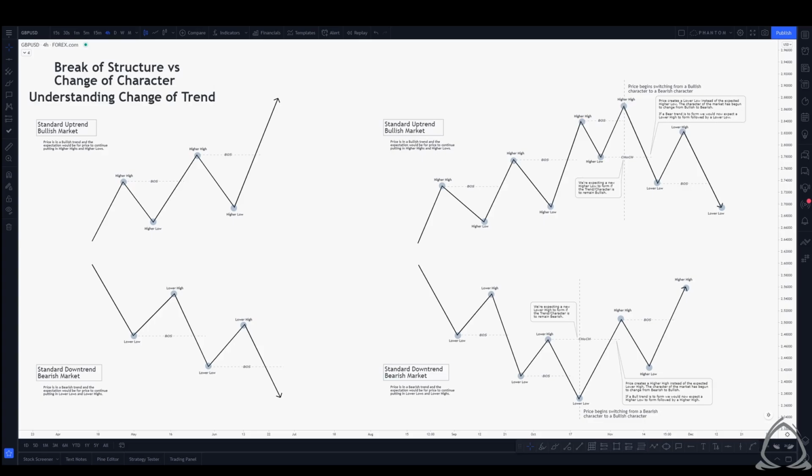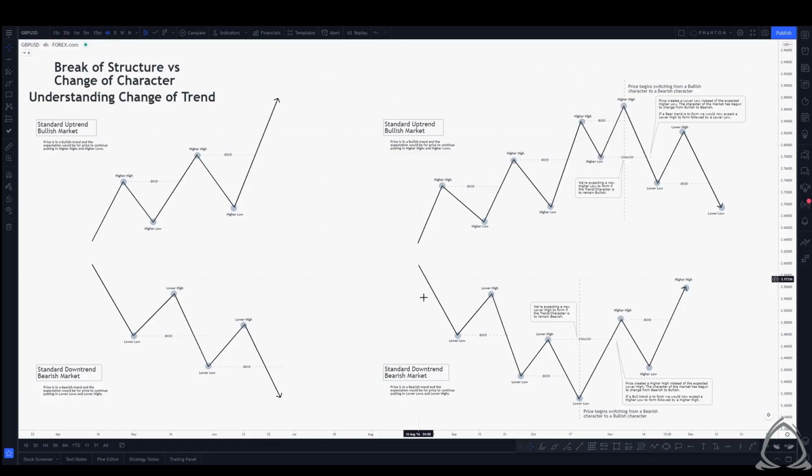That's where the concept of understanding breaks of structure versus change of character, and what change of character implies, is an incredibly important concept, and we'll be building on this as we begin to increase our level of depth and understanding of the overall strategy and how it integrates with supply and demand.